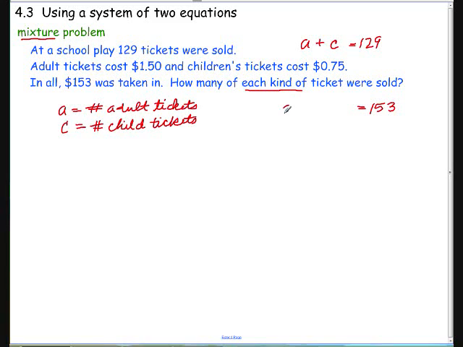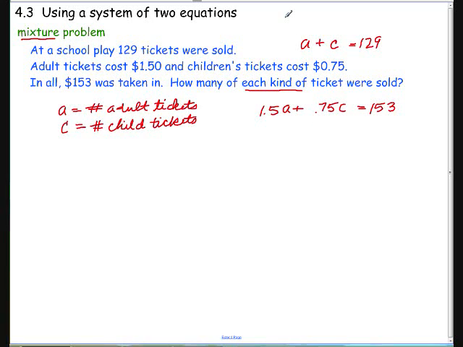I know that we sold some number of adult tickets plus some number of children's tickets. I've already done that up here, though. In this case, I have to think about the amount of dollars that were generated by selling these adult tickets. It would be 1.5, wouldn't it? $1.50 per adult ticket. So I multiply the cost times the number of adult tickets, and I'll do the same thing for the children's tickets.